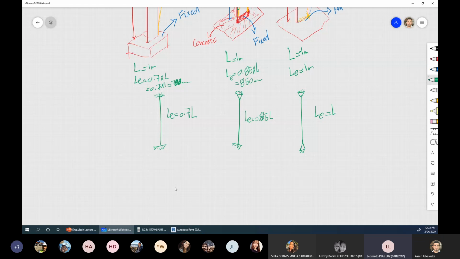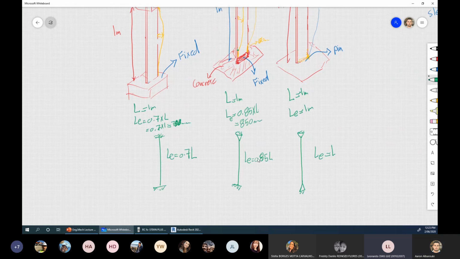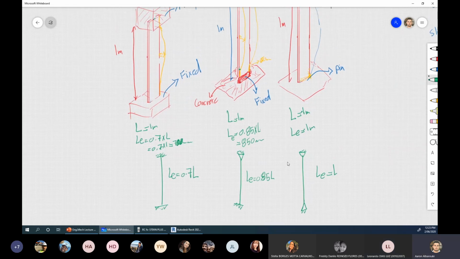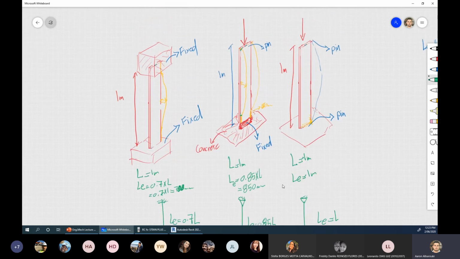Aaron, I just didn't understand why you used 150? Okay, that's why. Example. Look at it here. LE is 0.85 of L. That's the rule for it, the formula. So 0.85 of 1 meter is 850. That will leave 150 straight. I'll discuss that later on, so you don't have to concern too much about this, okay?